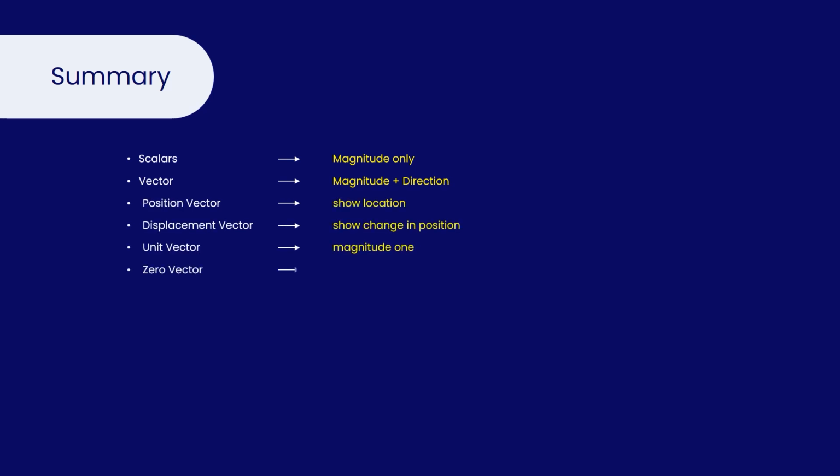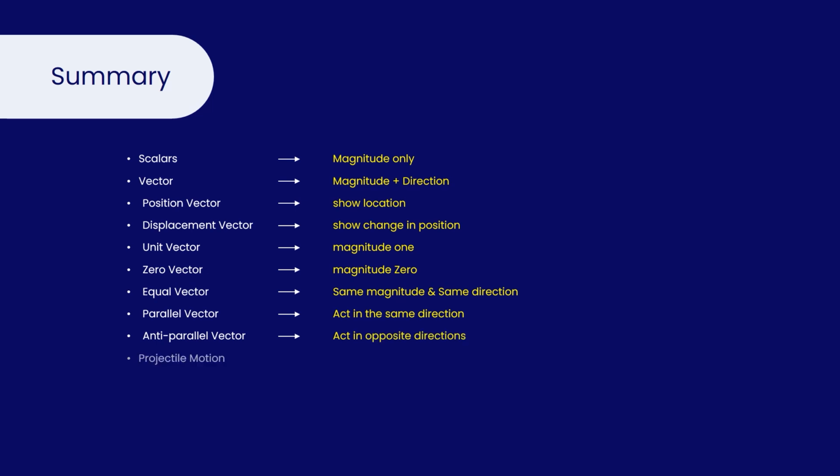So, today we learned scalars and vectors, types of vectors, that is position, displacement, unit, zero, equal, parallel, anti-parallel vectors. Then projectile motion, circular motion and relative velocity.